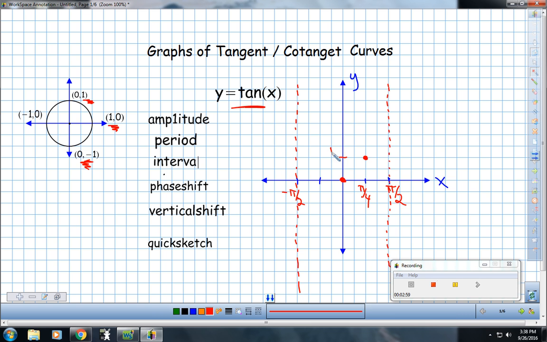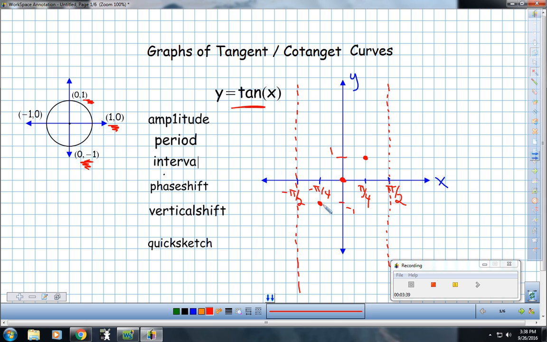Okay? Let's figure out what's going on from 0 to negative pi over 2. That would be at negative pi over 4. Negative pi over 4 on the unit circle would be radical 2 over 2, negative radical 2 over 2. So the tangent at negative pi over 4 is y over x, which would be negative radical 2 over 2 over radical 2 over 2, giving us a value of negative 1. Okay? This is all we need right here.